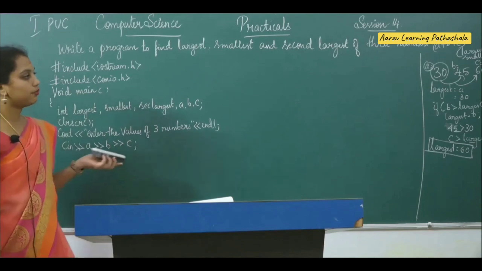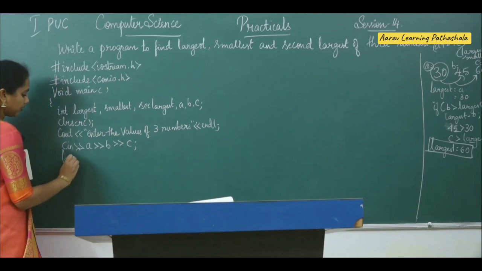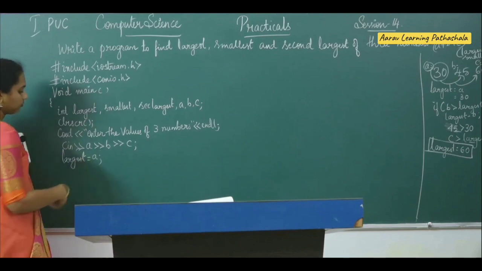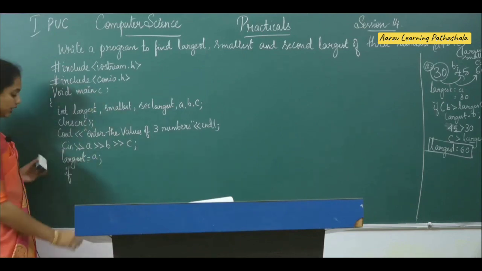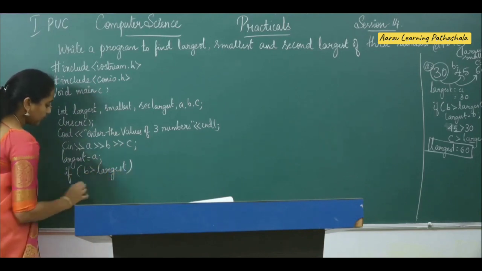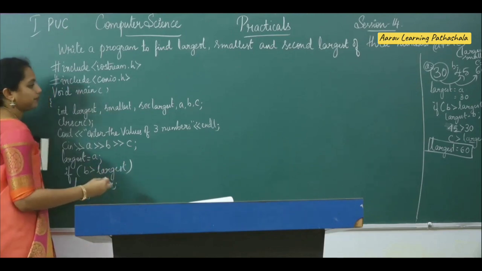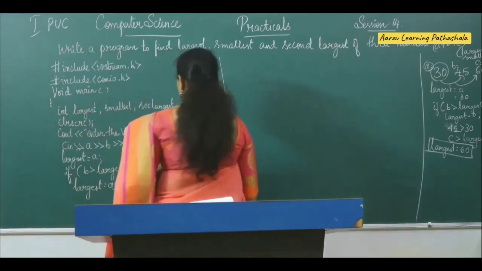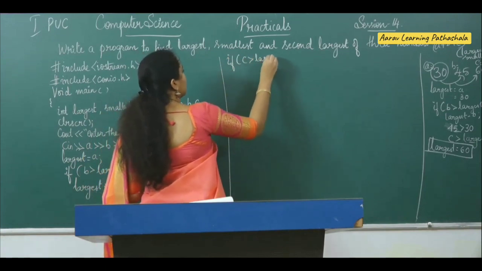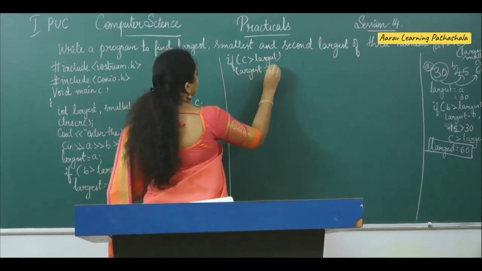Now let's perform how to find the largest of three numbers. Consider the first variable A as the largest number. Here check for the condition. If B is greater than largest, then largest is equal to B. And if C is greater than largest, largest is equal to C.